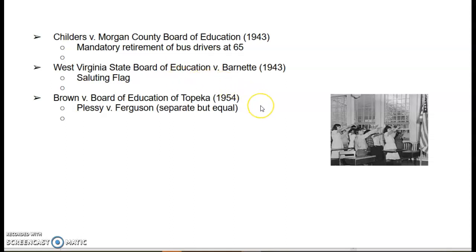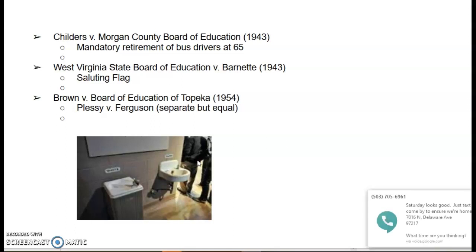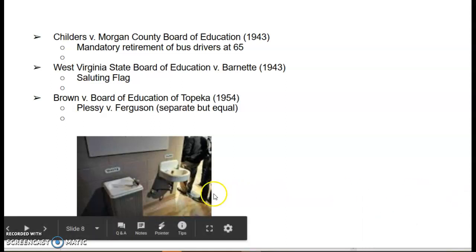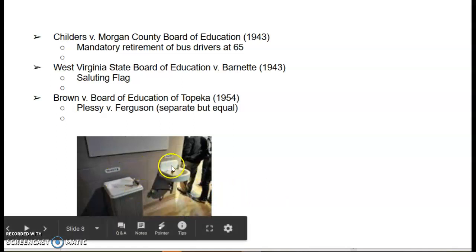And then really, really important, Brown versus Board of Education of Topeka, Kansas. In the post-Reconstruction era, or the Reconstruction era after the Civil War, there was a famous court case called Plessy versus Ferguson that said, you can keep blacks and whites separate as long as you have equal facilities for each of them, and that included things like drinking fountains, which obviously these are not equal for white and colored.